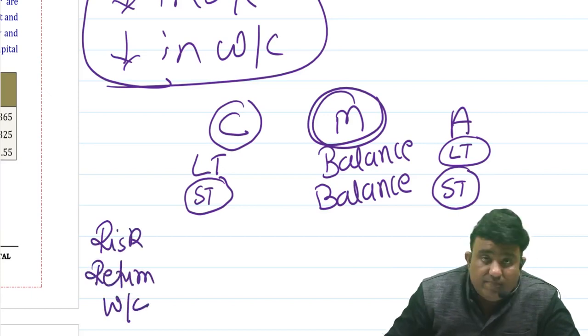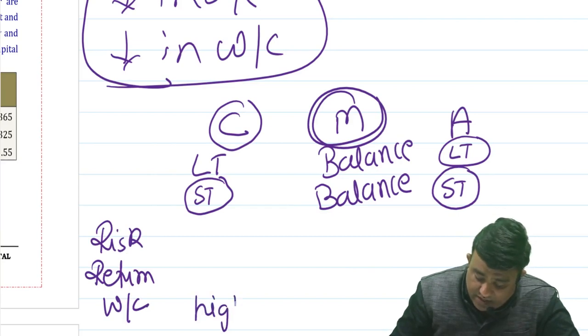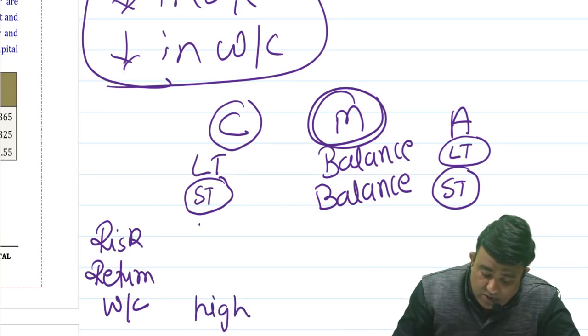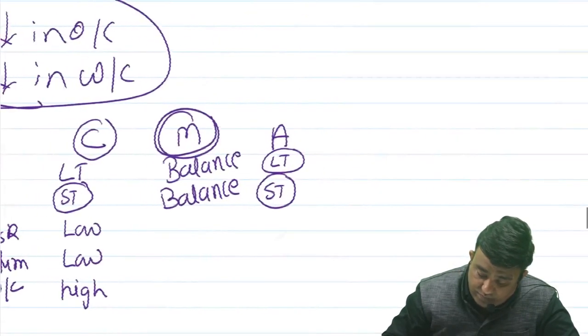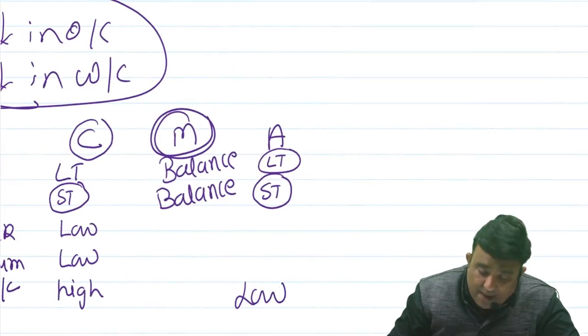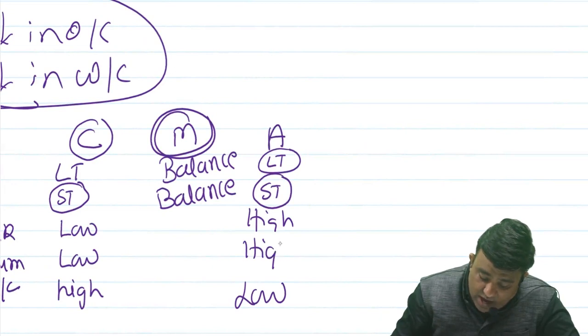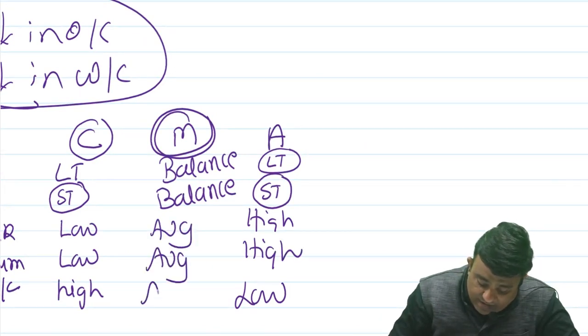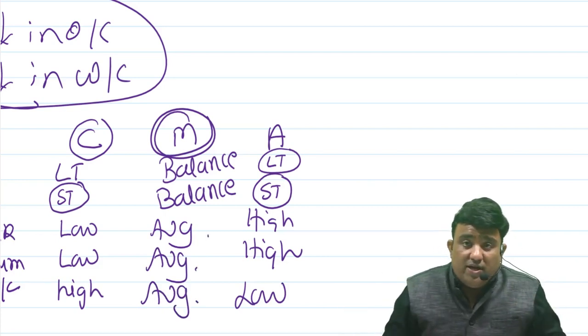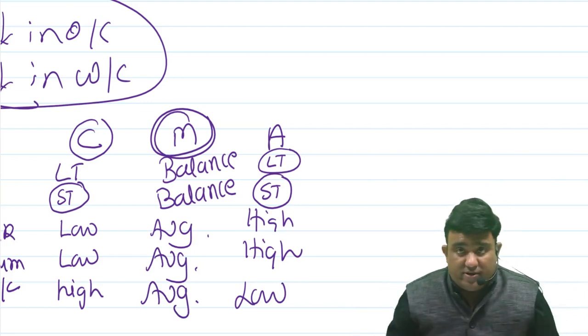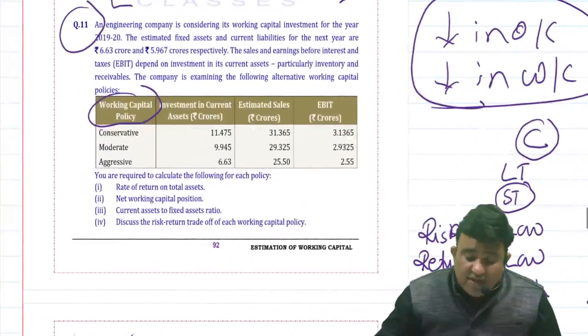working capital is concerned, here the working capital you keep is high, so your risk is low, which might give you lower returns. Here in aggressive, students, you keep less working capital, so your risk is high, which probably might give you higher returns. And here you try to balance everything on average grounds. So you try to balance your working capital requirement moderately, risk will be moderate, so return will be moderate. Clear? The same thing is here.